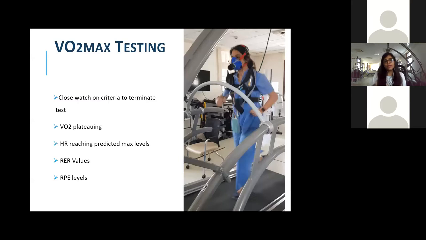Now, while we are doing the tests, if we are talking about a Bruce protocol, every 3 minutes the stage, the speed and the inclination of the treadmill is going to rise, and the person is told to give their maximum effort. Till the time they tell us that they are tired or they want to stop, or they are having the maximum exertion during that effort, that is when we stop the test.